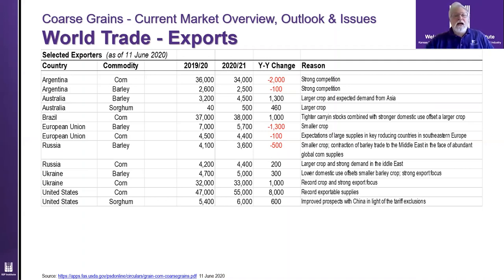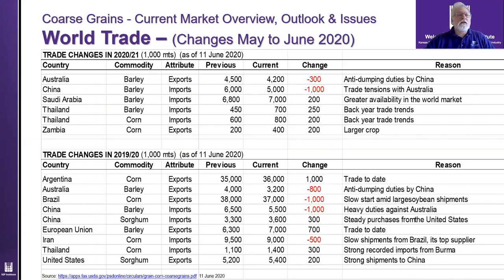Brazilian corn exports continue to grow. And then dropping down to the bottom, we see UK corn and US corn increasing. The US number is an increase of 8 million metric tons, record exportable supplies this particular season. So as an organization, you know, we need to help the market find homes for this grain.